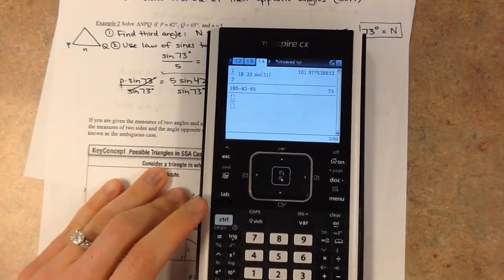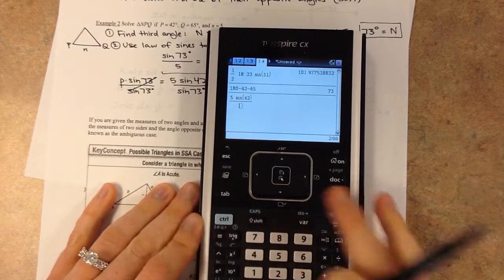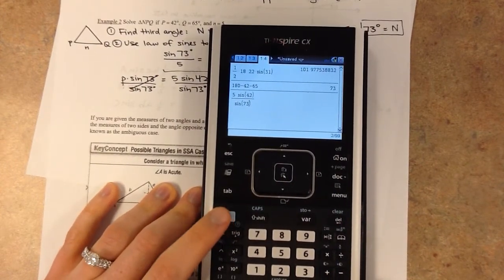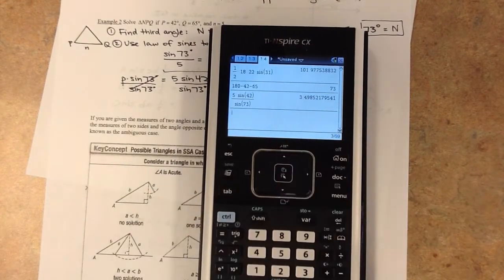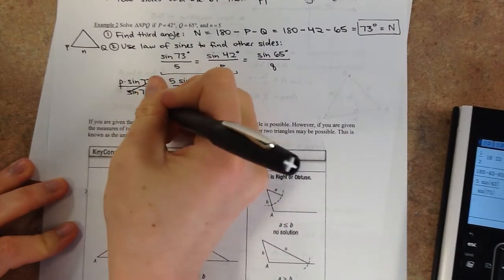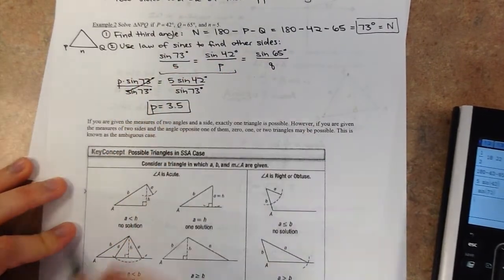So set up a little fraction, and you'll do 5 times the sine of 42, and then over the sine of 73. Okay, so you just plug that in. We end up with about 3.5. We're always going to be rounding to the nearest tenth. So p equals 3.5. So now I'm just missing 1 piece.